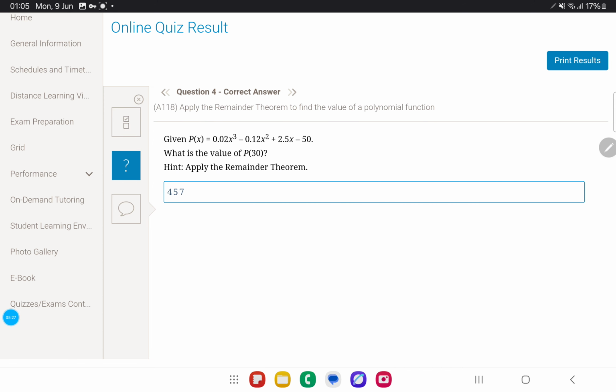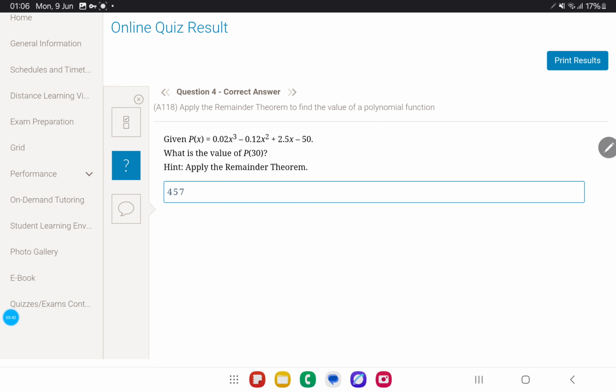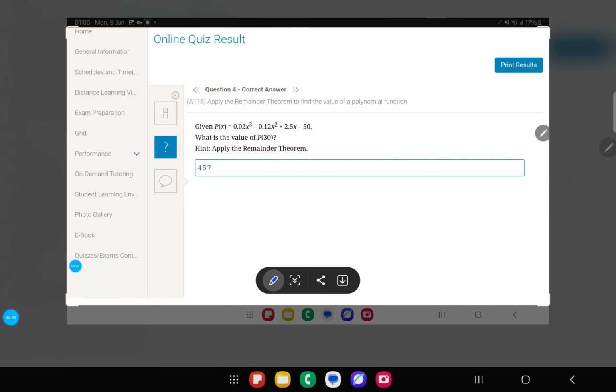Okay, given p of x equals 0.02 x cubed minus 0.12 x squared plus 2.5 x minus 50, what is the value of p of 30? Hence, apply the remainder theorem. See, they're so kind. They told us what to do. So now we do exactly as we're told.